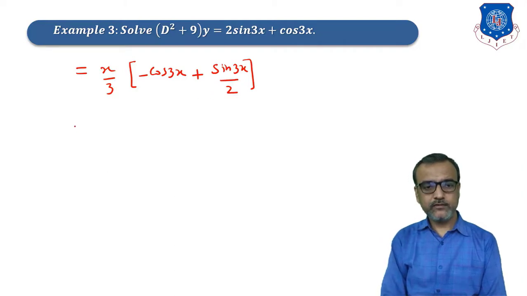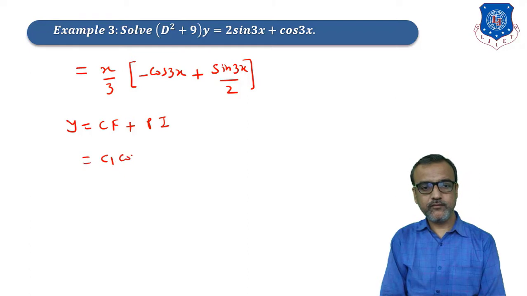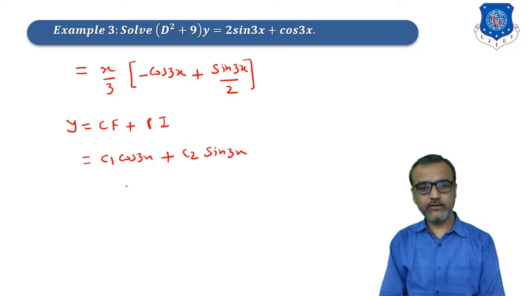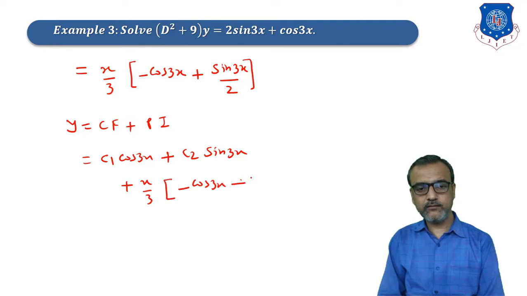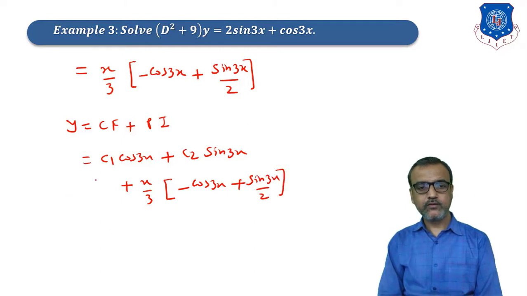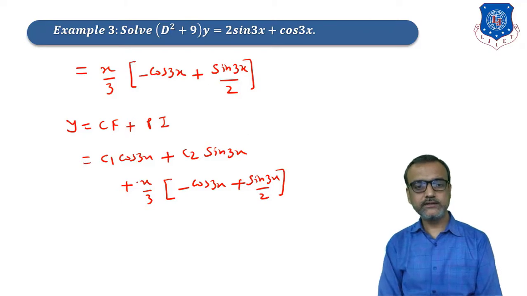Now the general solution is y equals CF plus PI. CF is C1 cos 3x plus C2 sin 3x, and PI is x by 3 into bracket minus cos 3x plus sin 3x by 2. So this is the required general solution of the given differential equation.